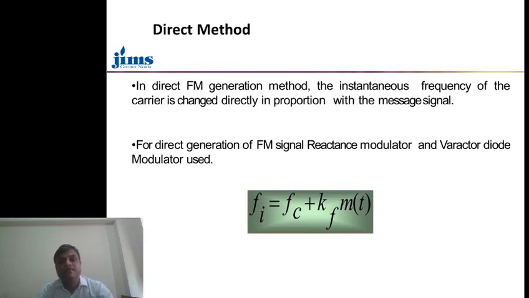In the direct FM method, the instantaneous frequency of the carrier is changed directly in proportion to the message signal. So here basically Fi equals Fc plus Kf into m(t), where m(t) is the message signal, Kf is a constant, Fc is the carrier frequency, and Fi is the instantaneous frequency. So it is very clear that the instantaneous frequency depends upon m(t), considering Kf is a constant and Fc is a carrier frequency, which is also a constant. The details of this equation were discussed in the previous lecture, on the fundamentals of AM.